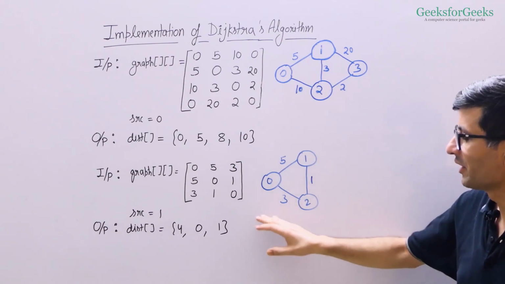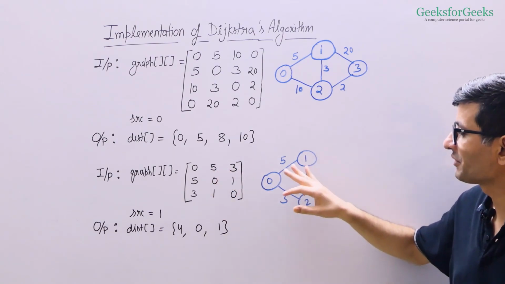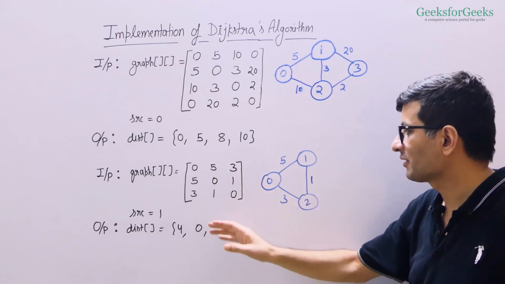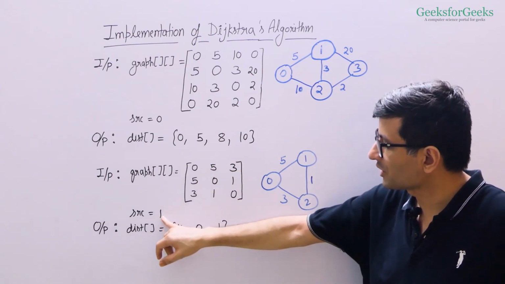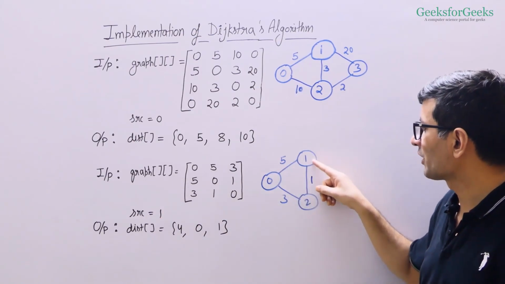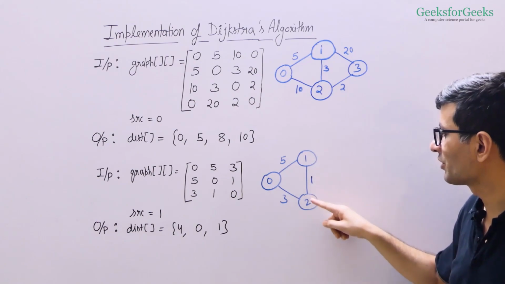Let's see this graph. We have 3 cross 3 matrix, which means we have 3 vertices, 0, 1, 2, right? These are the weights of these edges, and we have source as 1 this time. So our distance from 1 to 0 is 4. Our distance from 1 to 1 is 0. Our distance from 1 to 2 is 1.